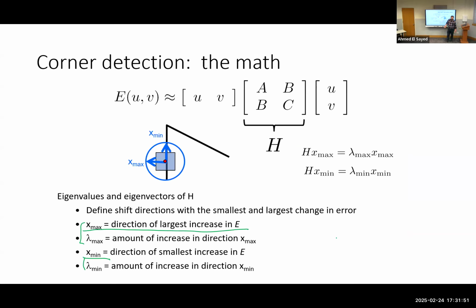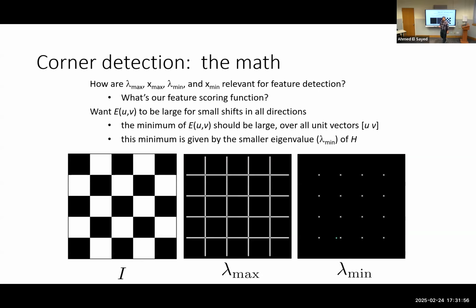Is this clear? Now, let's see practically how this will look. If we assume that we have this chessboard and we apply all that we discussed over it, we will find that the value of lambda maximum will look like this. The value of lambda minimum will look like this. This means the corner is obviously where? This is a corner, right? This is the corner. This is the corner. If you look at this and this, which lambda value can give me the corner?